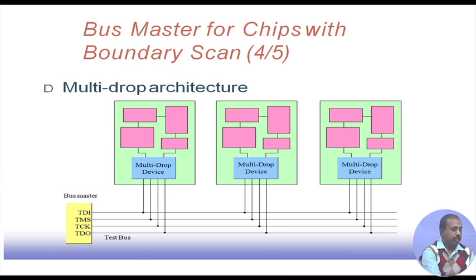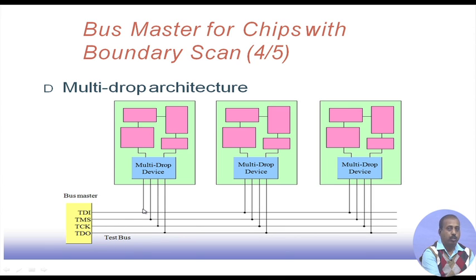Now, the multi-drop architecture. Multi-drop architecture means this is like a bus. A test bus consists of these 4 lines TDI, TMS, TCK and TDO, and naturally we have a multi-drop device connected to each bus. In this particular case, all these signals are transported over the bus.